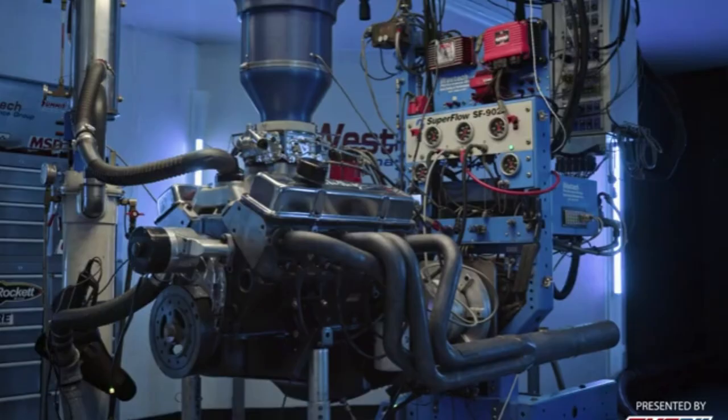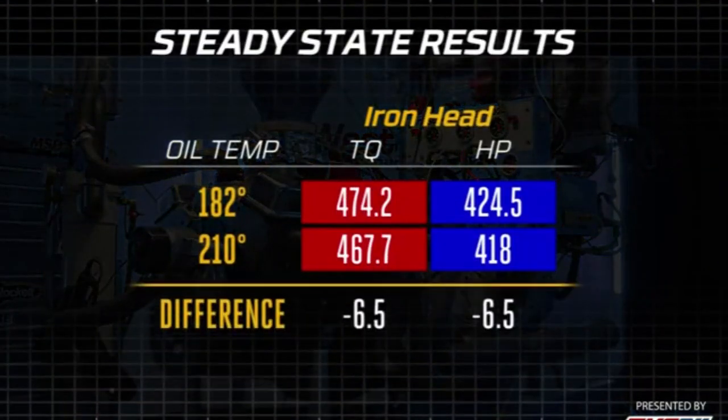When we shut the thing off after doing one of these pulls, we see that it diesels or runs backwards or auto ignites. It won't shut off. And we're guessing that's because of hot spots in the iron head. So we started that test at 474.2 pound-feet of torque, and it fell off to 468. Which is reflected in the horsepower that started at 424.5 and fell down to 418.